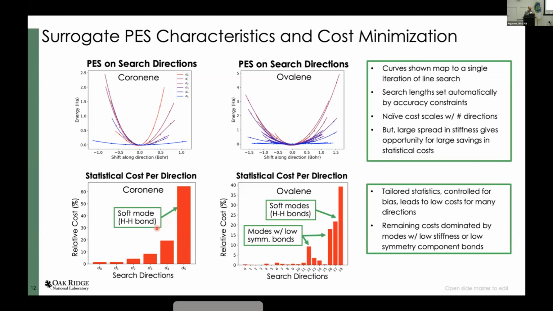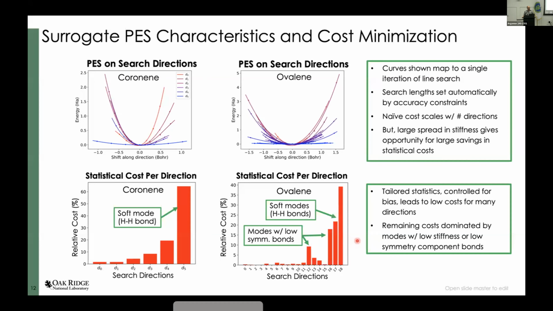And this type of thing is intrinsic to the problem. This isn't going to be different if you're using forces versus energies. This is a property of the potential energy surface. With forces, you're going to be paying more along these soft directions too, but you may not be able to adapt for it, where you can here. Okay, ovalene, you get a similar picture, except you notice there are a few of them that dominate. Some of these are just tiny compared to the rest.